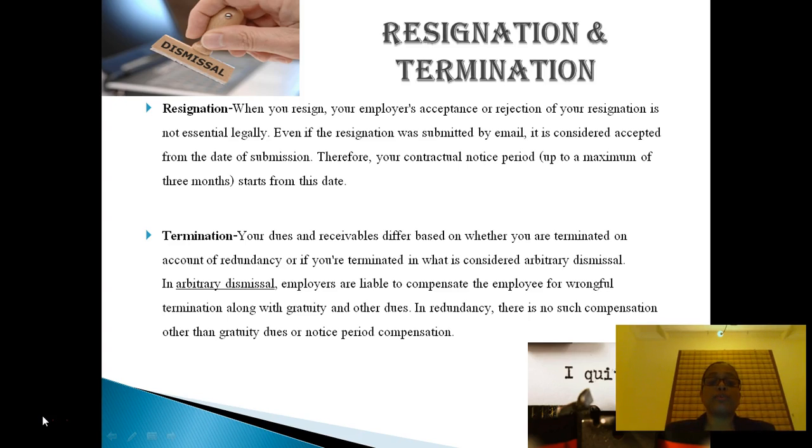Termination. Your dues and receivables differ based on whether you are terminated on account of redundancy or in what is considered arbitrary dismissal. In arbitrary dismissal, employers are liable to compensate the employee for wrongful termination along with gratuity and other dues. In redundancy, there is no such compensation other than gratuity dues or notice period compensation.